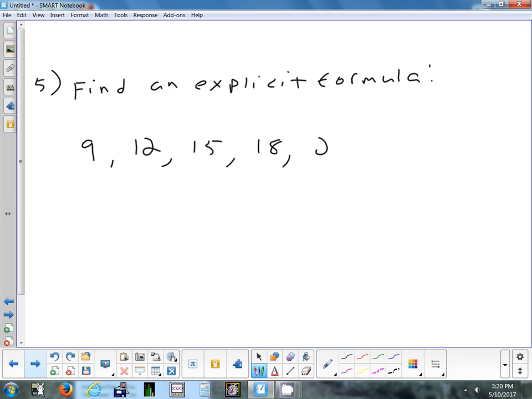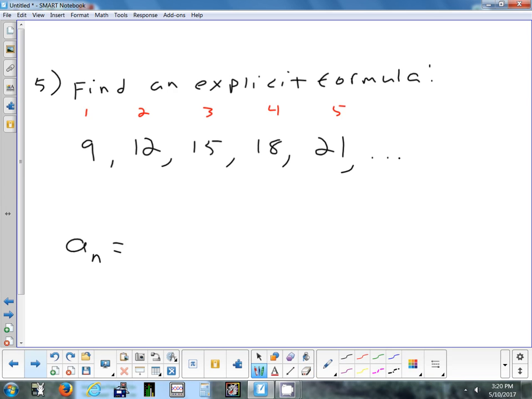What's the pattern here? Plus three each time. So let's find a formula for that. All right, so I've got my first, second, third, fourth, fifth. Now, you can try to guess and figure it out, which really isn't that hard to do here, but we had a formula in the notes that as long as you know what you're adding each time, we called that D, the common difference, and you know the first term, you can figure it out.